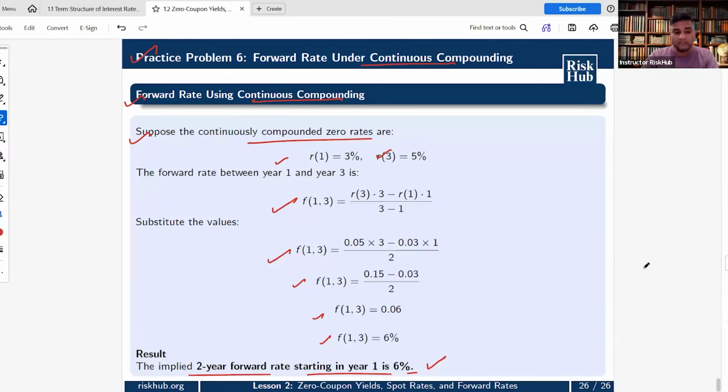Please understand, when the zero curve rises, the forward curve rises faster. It sits above it. That's what you need to remember always, right?